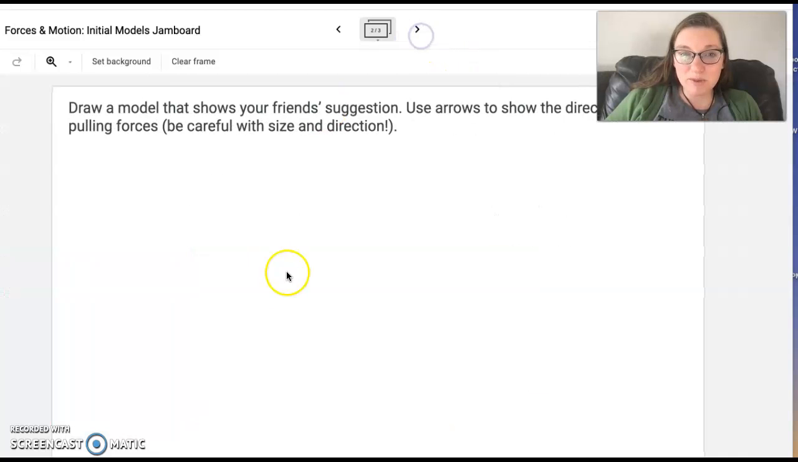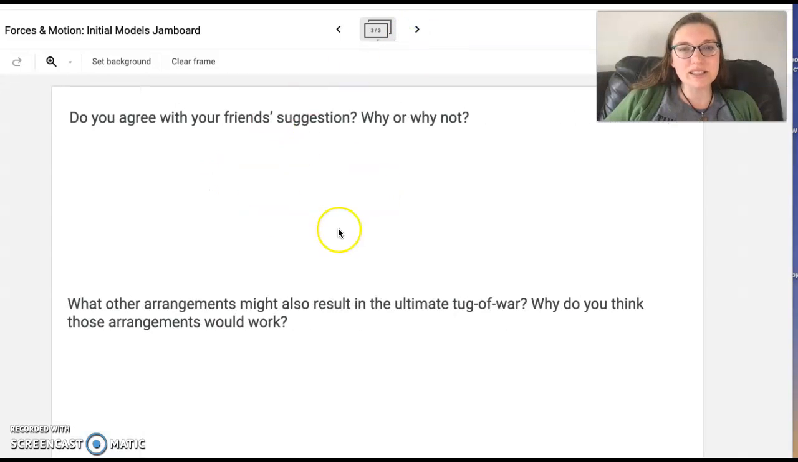You're going to draw what that would look like, including some force arrows to show the direction of the pulling forces. You can show bigger arrows to show that there's more force, or smaller arrows to show that there's less force. And then you're going to say whether or not you agree with your friend's suggestion, and if you would do it a different way, and what also might work better.